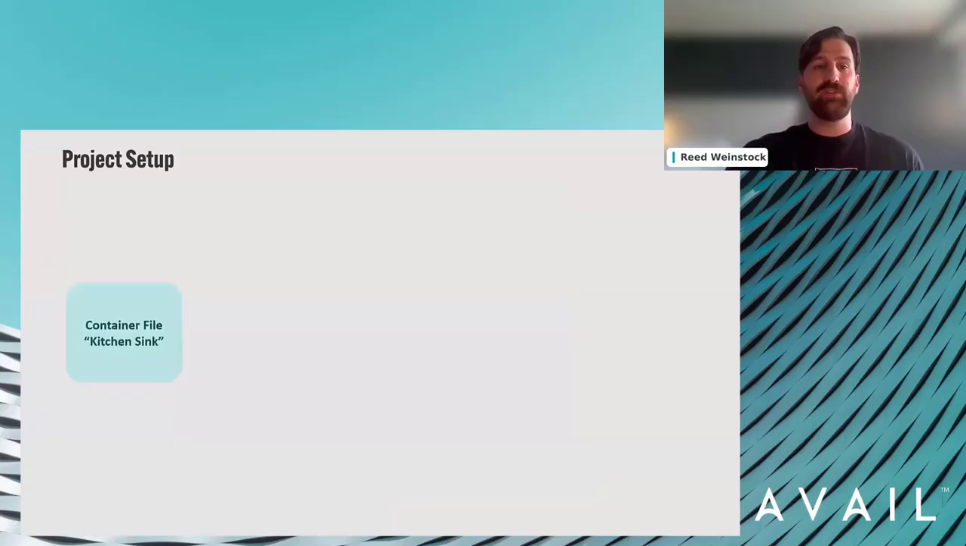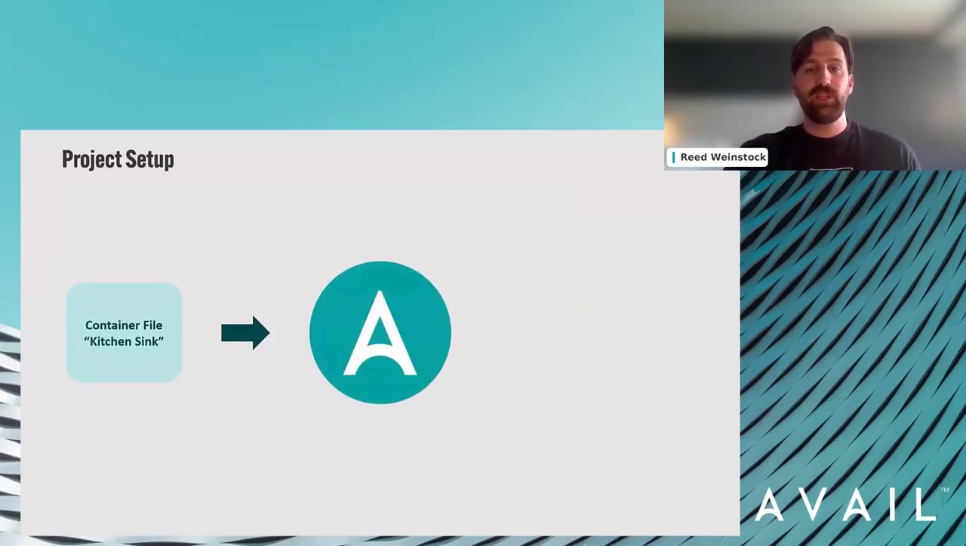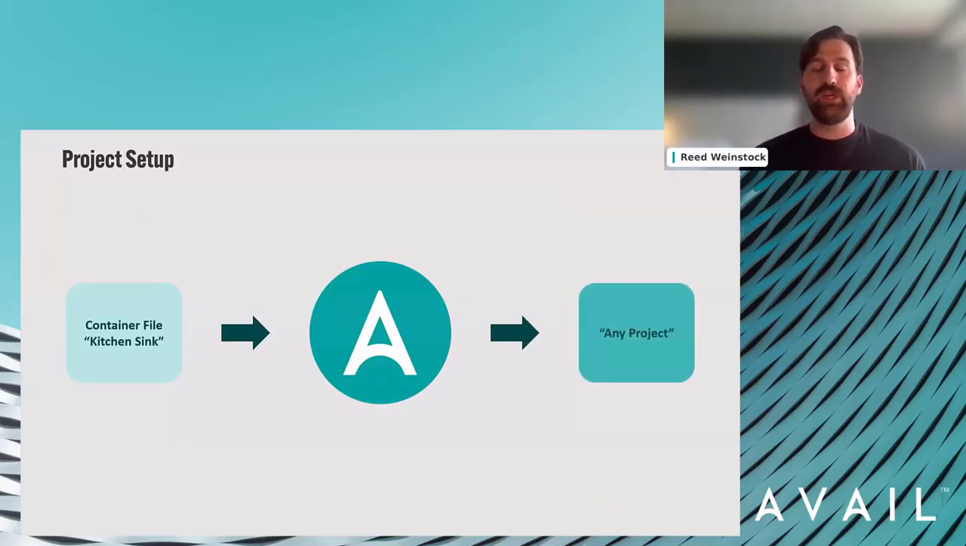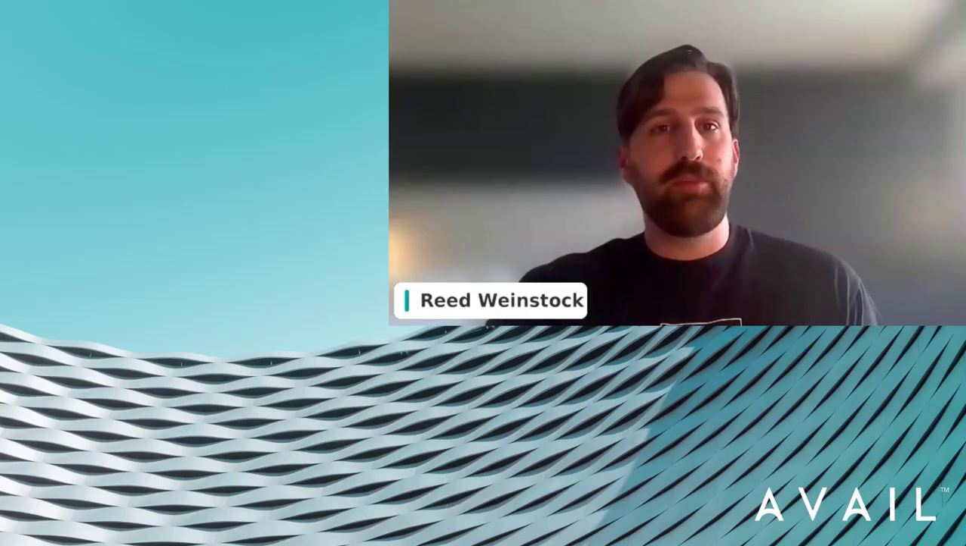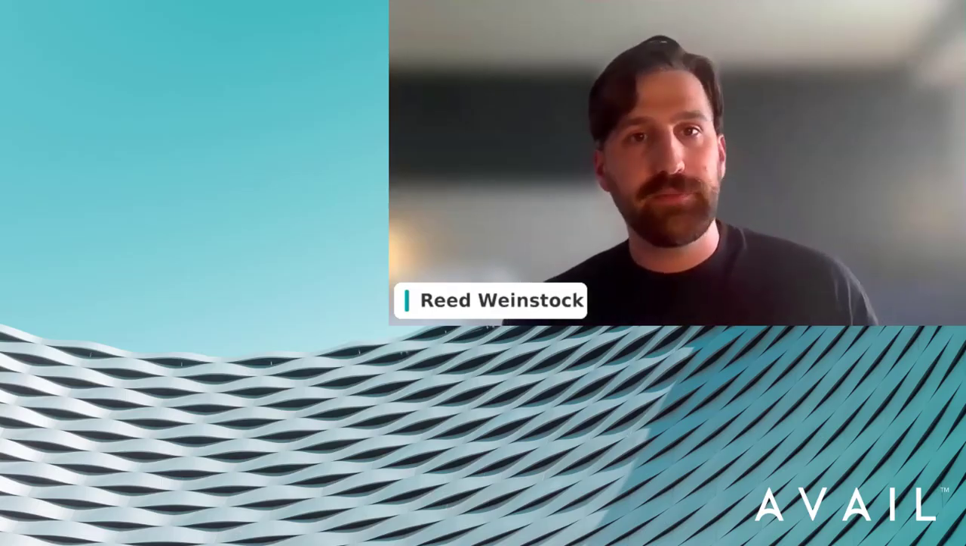And just at a high level, what it summarizes as is you have a kitchen sink kind of container file that has more or less everything in it, and then you're using Avail as a vehicle to push that into and build any project at the end of the day. So that's our strategy that we're moving towards. We feel like that's the best approach for our business.